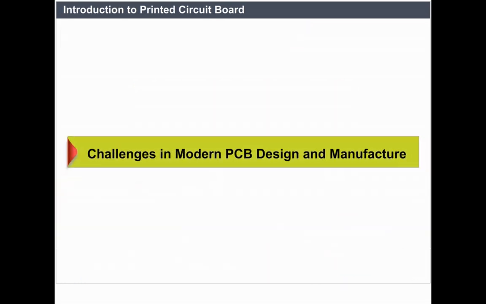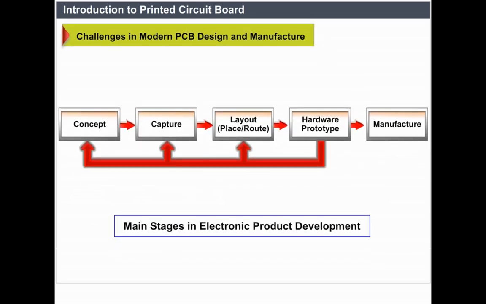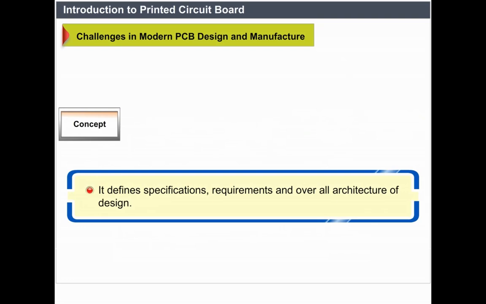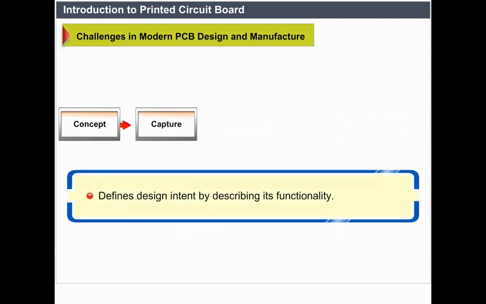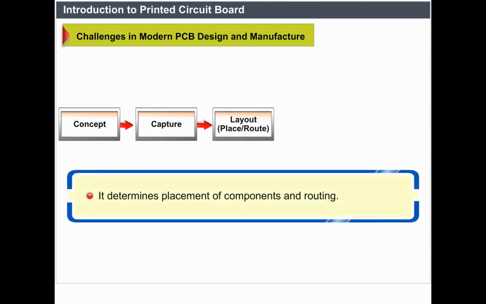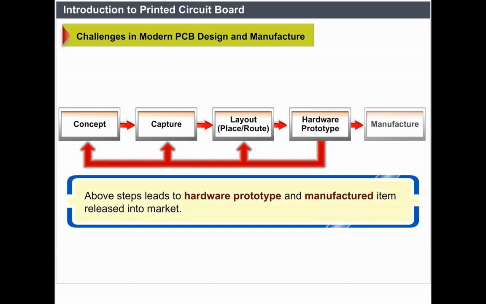Challenges in modern PCB design and manufacture. The main stages in electronic product development are shown in the figure. Concept: it defines specifications, requirements, and overall architecture of the design. Capture: defines design intent by describing its functionality. Layout: it determines placement of components and routing. The above steps lead to a hardware prototype and a manufactured item released into the market.